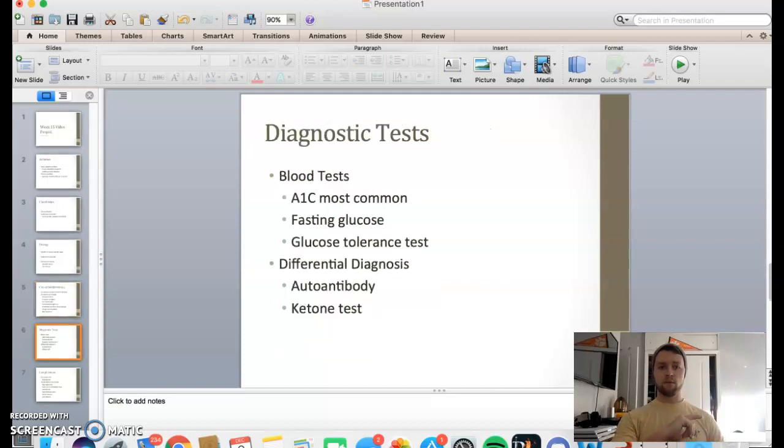Diagnostic testing for diabetes: mostly a simple blood test is done to diagnose type 1 diabetes. The most common blood test is an A1C test, which measures your blood sugar level over the past couple of months. And an A1C of 6.5% or higher indicates that you have diabetes.